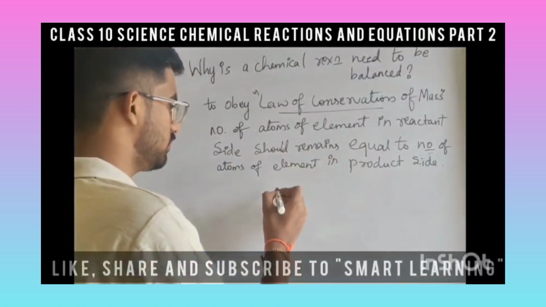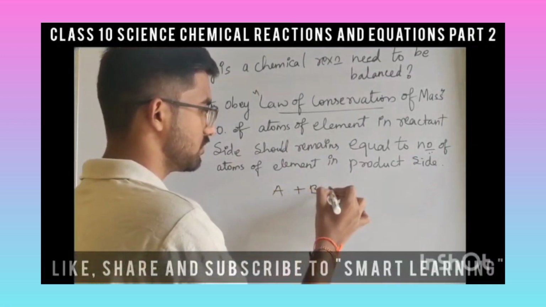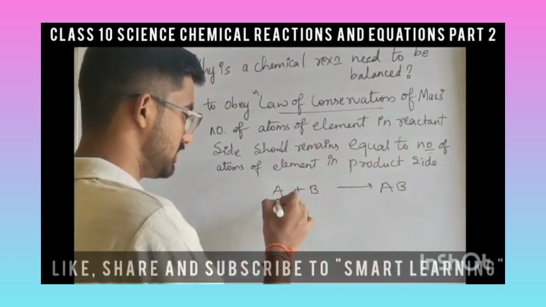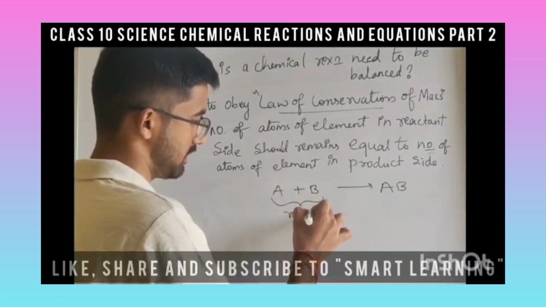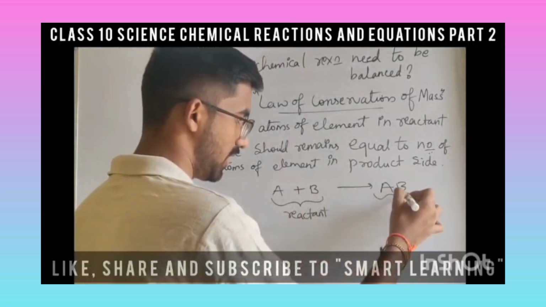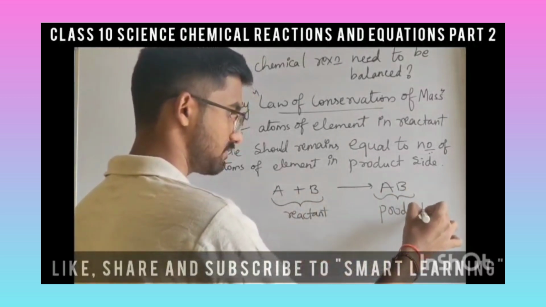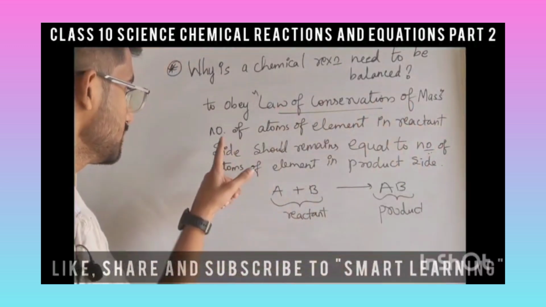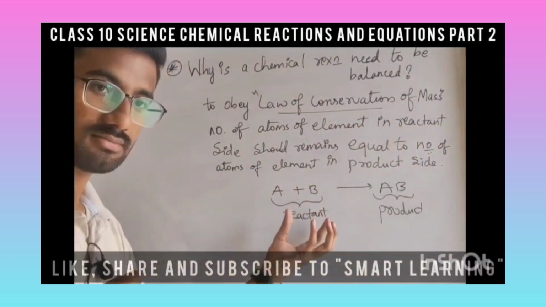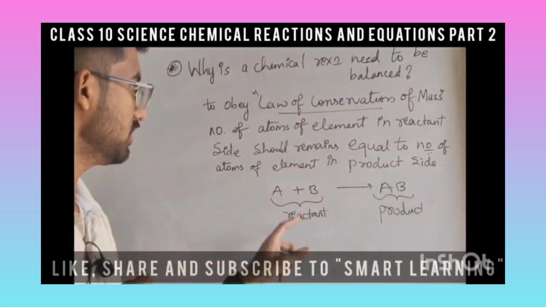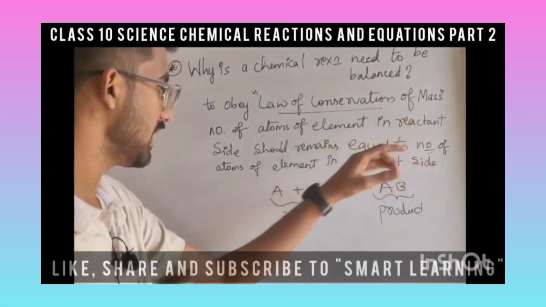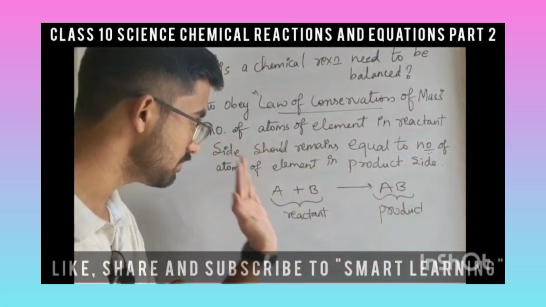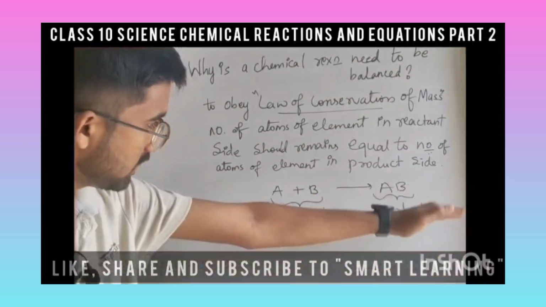Okay, now see, as I told you, A plus B gives rise to AB. This we call the reactant, and this is the product. Yes or no? Yes. Okay. Then what the law of conservation of mass says is that the number of atoms of an element in the reactant side should be equal to the product side. That same number of atoms should be present in the product side itself.